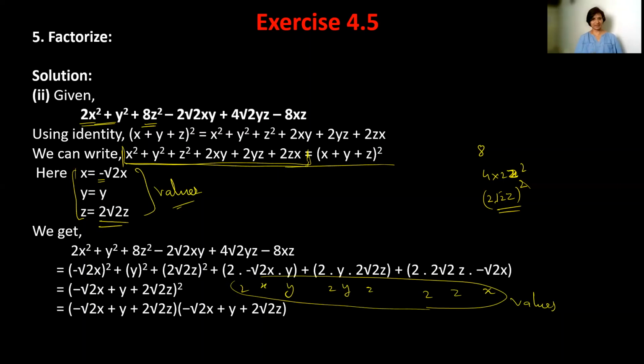Only then you will be in practice. So after this, minus under root 2x, you can write this expression in this form. So just we are doing the same. Minus under root 2x plus y plus 2 root 2z whole square.